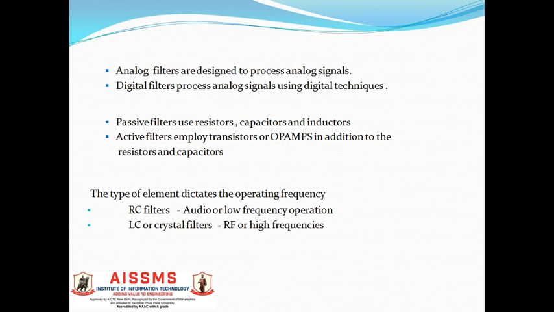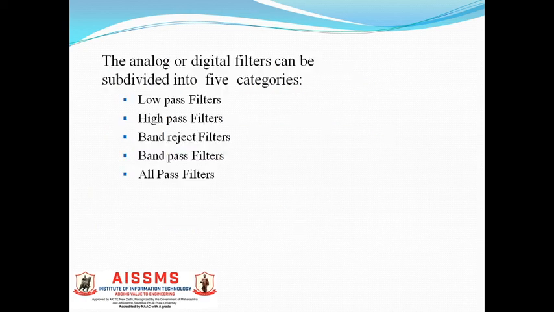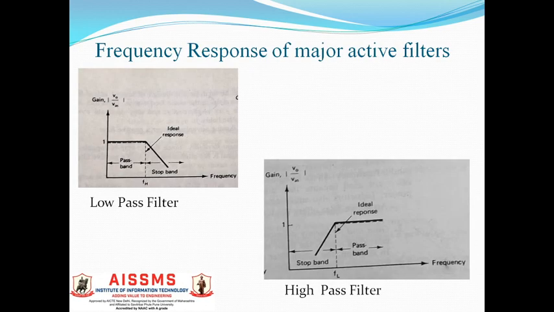For example, RC filters are commonly used for audio or low frequency operations, whereas LC or crystal filters are employed at RF or high frequencies. The analog or digital filters can be subdivided into five categories: low pass filters, high pass filters, band reject filters, band pass filters, and all pass filters. Let us see the frequency response of each of these filters. We start with the low pass filter.